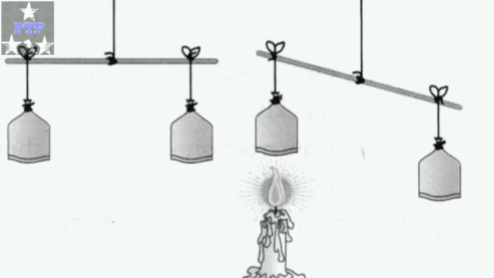So we observe that the balance of the bags is disturbed. This is due to hot air in one cup and cold air in the other cup. The hot air cup rises up while the cold air cup comes down. By this we can say that hot air rises up.